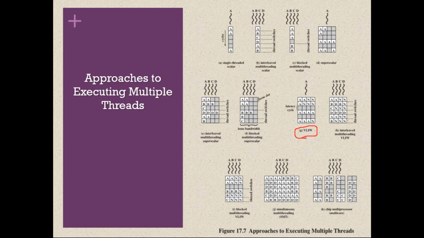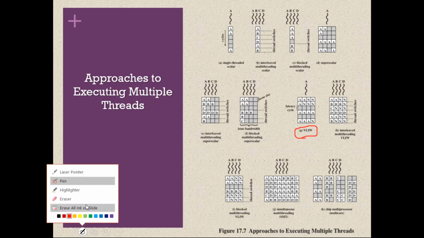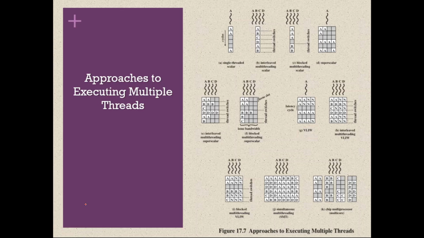VLIW stands for very long instruction word. What does it mean? Normally, one word contains one instruction. In any typical processor, one word contains only one instruction. The word size varies from computer to computer. Generally, it will be a multiple of 8.